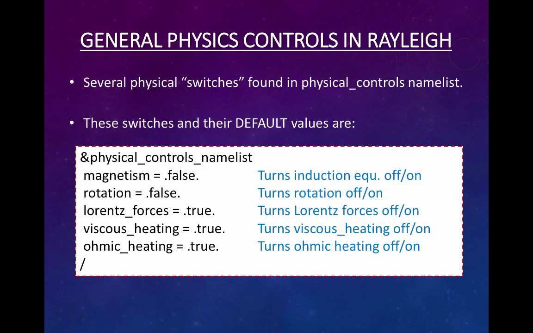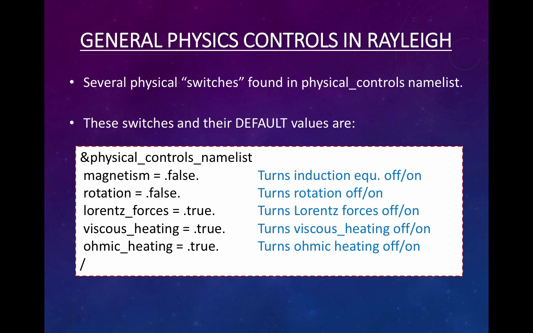So there are some general physics controls that have nothing to do with your non-dimensionalization or your choice of reference state. This is just like, do I want magnetism on? Do I want this thing rotating? Do I want to have Lorentz forces on? Do I want viscous heating or ohmic heating?